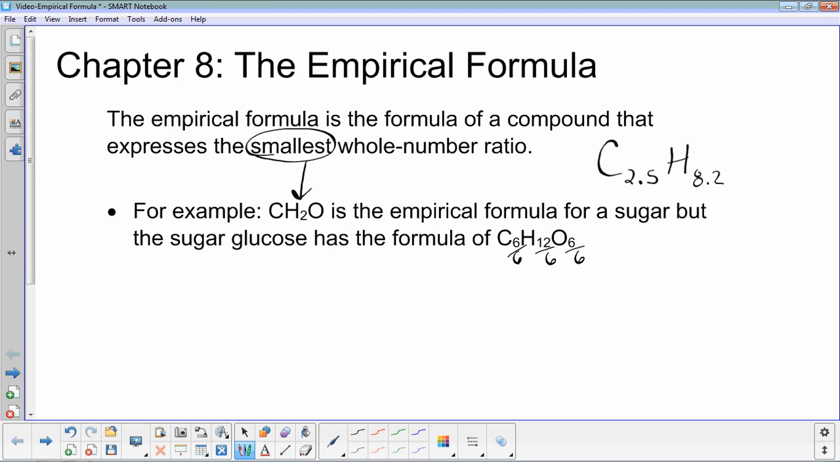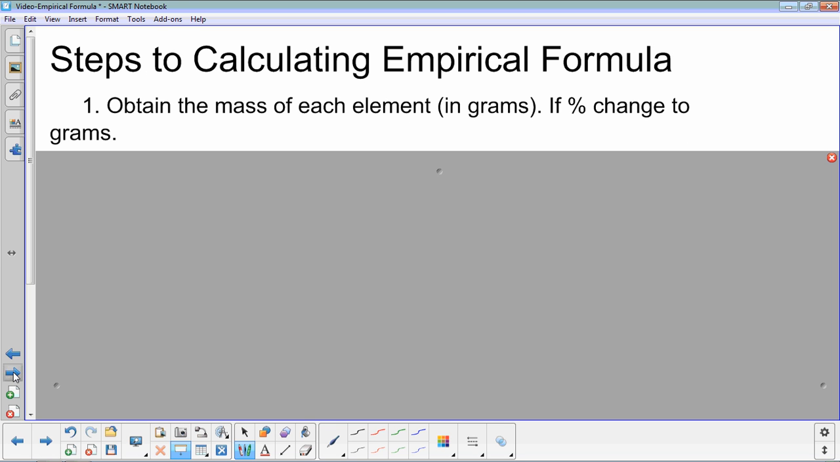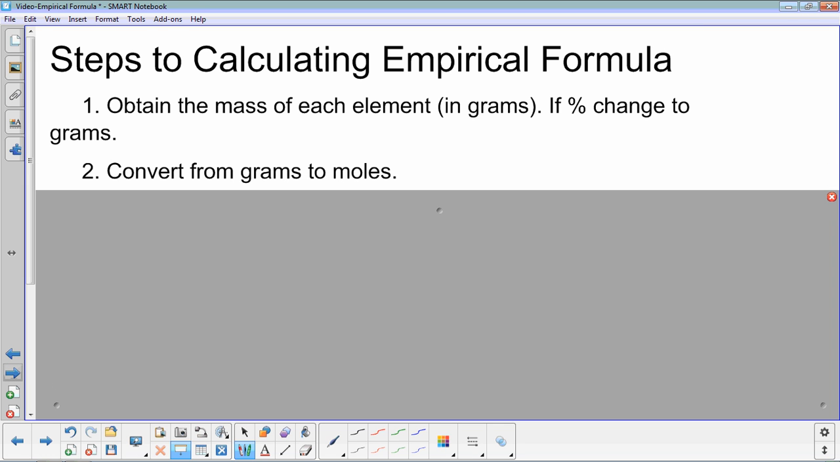Okay, so let's look at the steps that are required in order to calculate an empirical formula. The first step is to obtain the mass of each element in grams. If it's a percentage, you're simply going to change it to the number of grams because we always assume that there are 100 grams when doing these calculations. So for example, if you had 100 grams of a compound and 40% of it was carbon, 40 grams of that would be carbon.